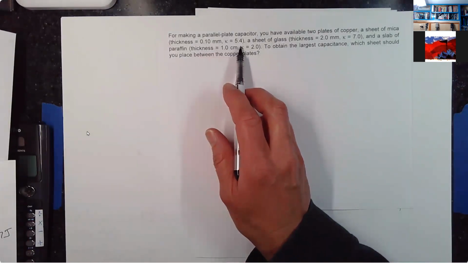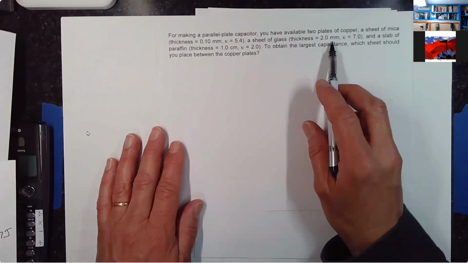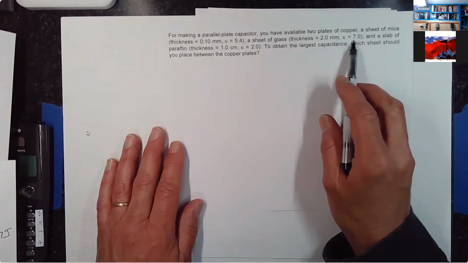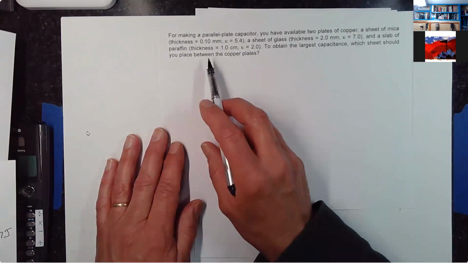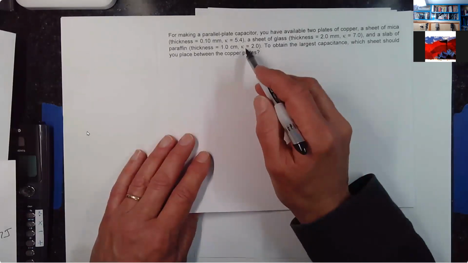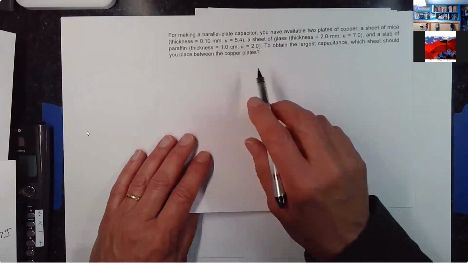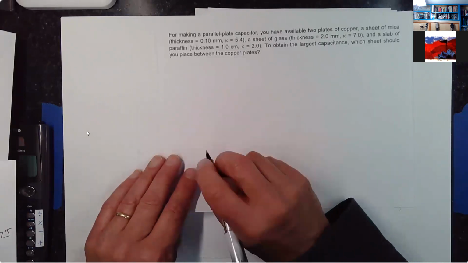dielectric constant of that, or a sheet of glass, which is a whole lot thicker, but has a larger dielectric constant, and then a slab of paraffin, which I don't think was on our table, but it's got a value of that. To obtain the largest capacitance, which sheet should you place between the copper plates?